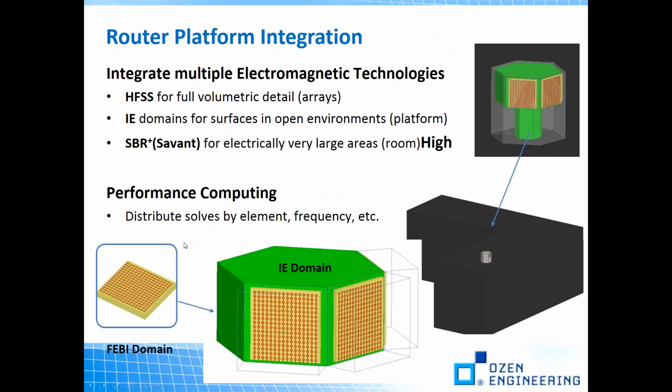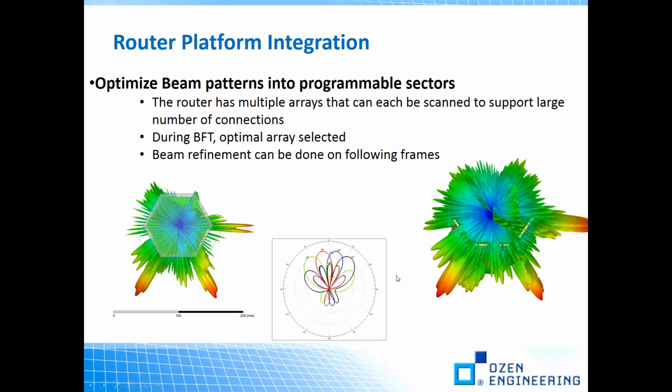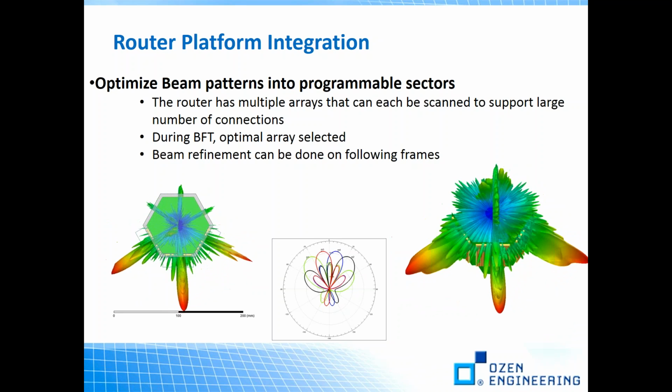The next step is the same for the router. You need to design the single antenna and the array ones, and you can see here you have multiple arrays. So for all this simulation, we're using HFSS for designing just the arrays, HFSS-IE for multiple arrays and surfaces in open environments. And in the end, we're using HFSS-SBR, which is shooting and bouncing ray option for the whole room simulation. These are the performance radiation pattern of antenna for the router, as you can see here.